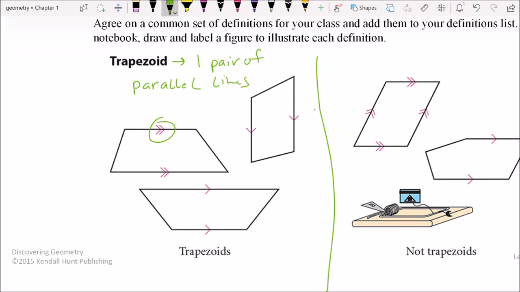Or maybe I should say sides. I think that would be more descriptive if I called it sides of the shape. Okay, now what about these ones on the right? So what's wrong with them? This one has two pairs, so that's actually called a parallelogram. We'll learn about that in a minute.